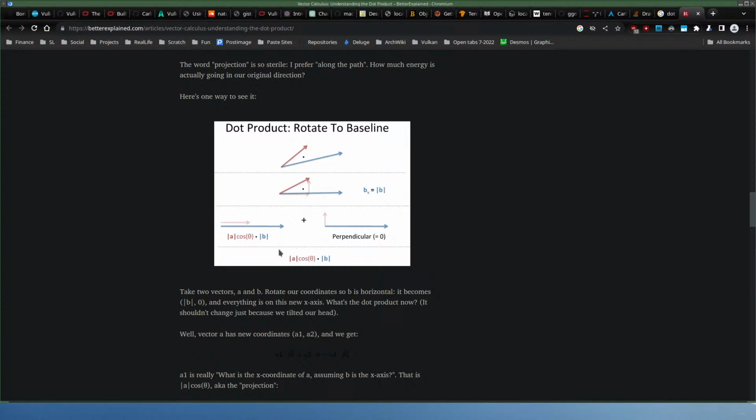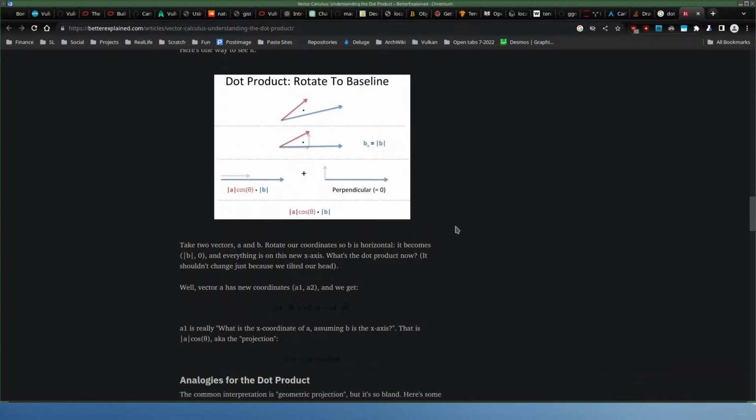Or you could say it's the length of one vector times the length of the other vector times the cosine of the angle between them. But that's just one way to look at the dot product. And I'm not using the fact that it has a lot to do with the projection at all, really. Well, not really, no.